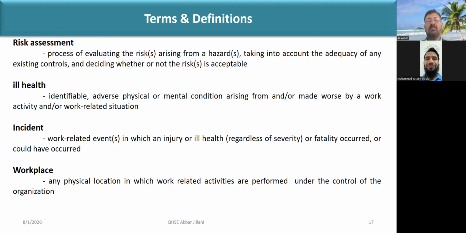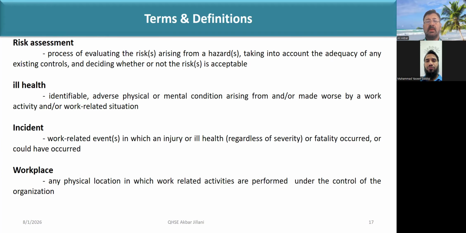Yes. Because the ill health we cannot see, but the injury we can see. Ill health: an identifiable adverse physical or mental condition arising from and made worse by a work activity and work-related situations. Incident: a work-related event in which an injury or ill health, regardless of severity or fatality, occurred or could have occurred.